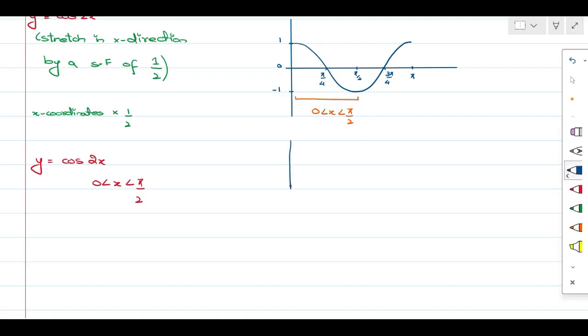Let me plot it once more. This is how the sketch looks: 1, 0, minus 1, right? This point is your pi by 4 and this point is your pi by 2, meaning 0 and pi by 2 both are not included. This is the graph of y equals to cos 2x. I hope you are getting me.